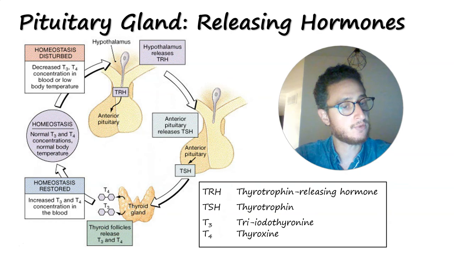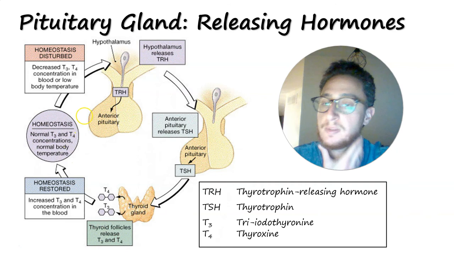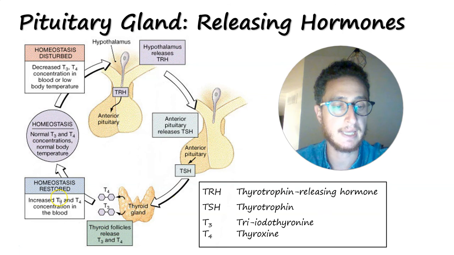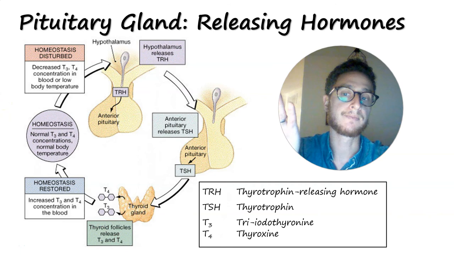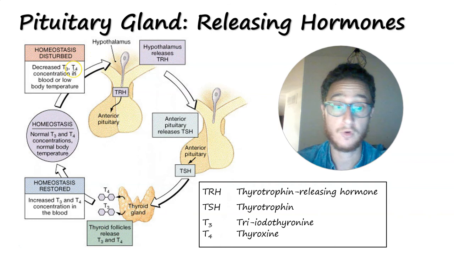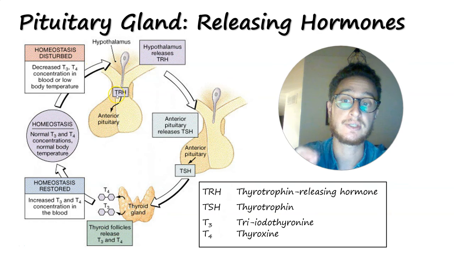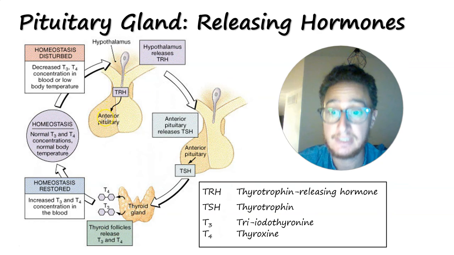And so there's a few different signals being monitored by your brain at any given time. Firstly, how much thyroid hormone is currently in your blood. We need to keep that at homeostatic levels to maintain your metabolic rate. But also, if your body temperature starts to cool, you're going to want to ramp that up. And so it's monitoring all these factors simultaneously. And if your thyroid hormones go down or your body temperature goes down, the hypothalamus is going to release TRH, which is the thyrotropin releasing hormone, and it's going to release it directly into the anterior pituitary.